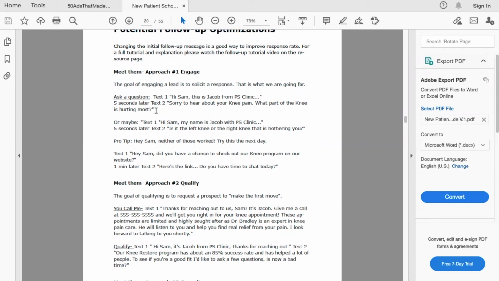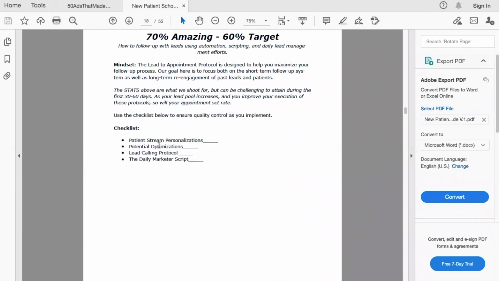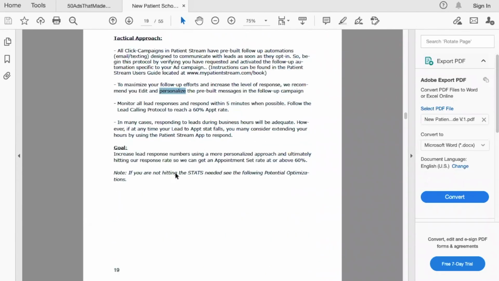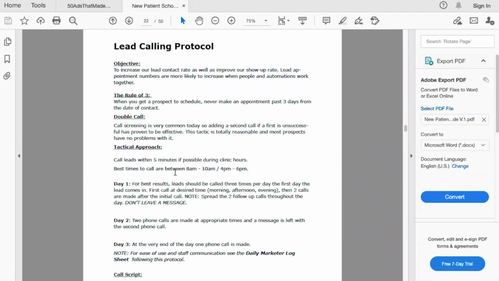This is a cool angle because we start addressing a very specific thing, and it kind of seems like a person is doing that. Okay. And so it's also congruent to what they're doing. Lead calling protocol. Go down to the lead calling protocol.